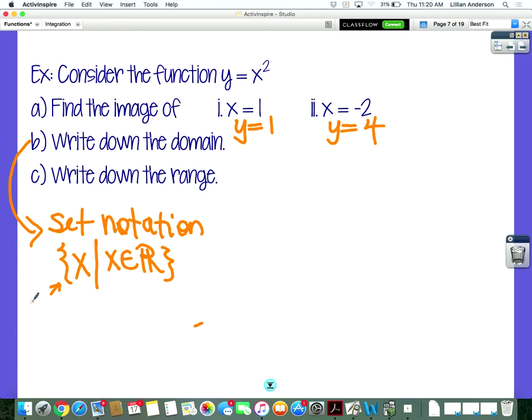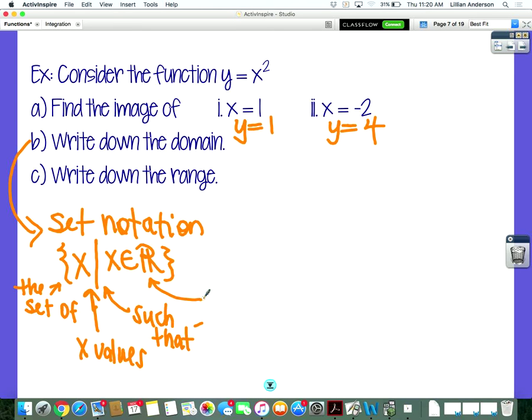The curly brackets are read as the set of this here. Of course, it's going to be X values. The bar is read as such that. And then, of course, this right here is whatever the domain is. And in this case, since X is all real numbers, X is an element of all real numbers. So even though, yes, that is your answer, it's read as the set of X values such that X is an element of all real numbers.